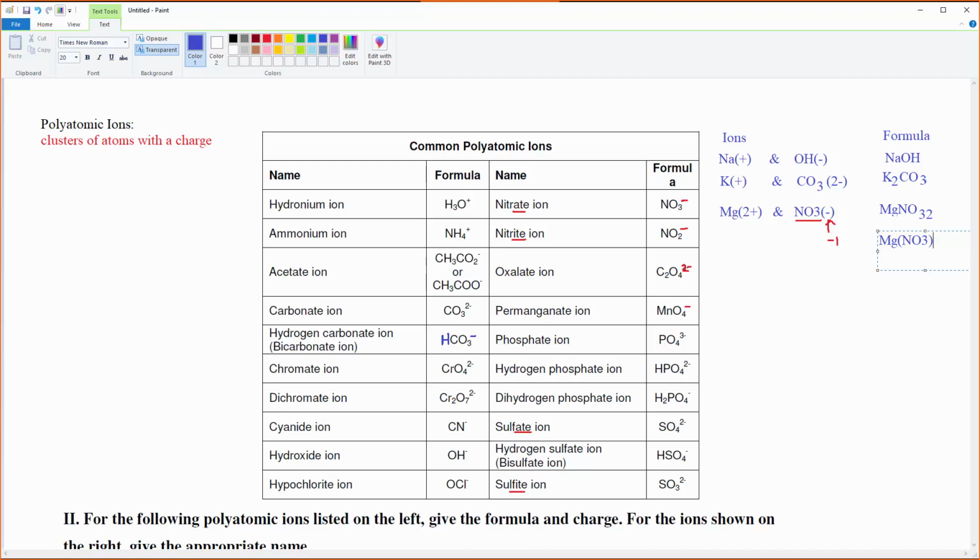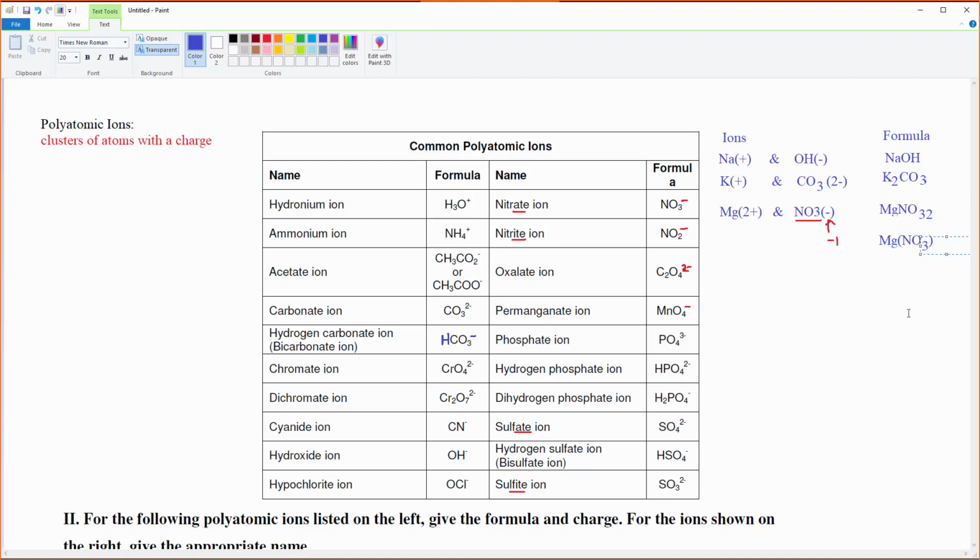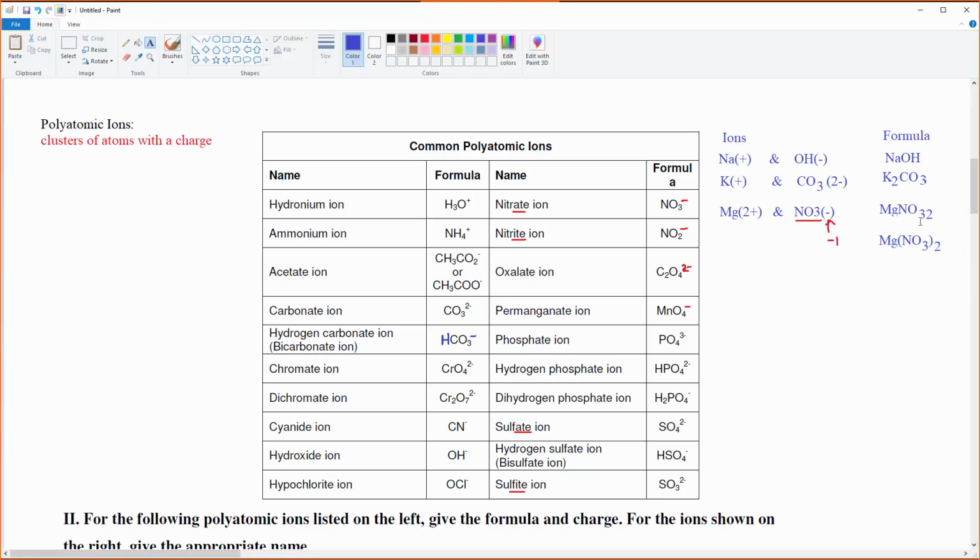So you're going to say Mg, open parentheses, NO3, close parentheses, 2. And that tells you that there are 2 of those nitrates. It distributes through in just the same way that math would predict using parentheses. You have 2 nitrates, so it means you have 2 nitrogens and 6 oxygens.